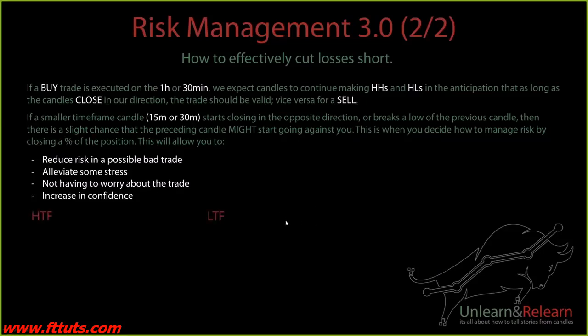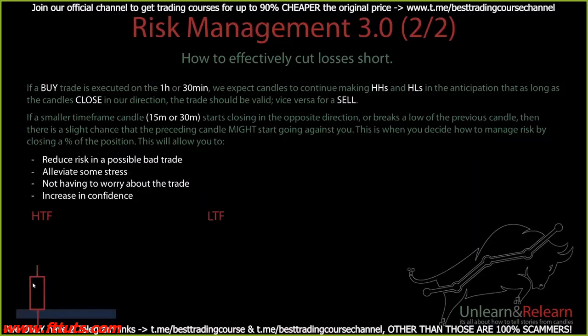Now, looking at some examples, let's say we have the high time frame on the left hand side and the lower time frame on the right hand side. What we want to see is, let's say we have a support, and we have a candle that's going bearish. Let's say this is the 30-minute candle. The 30-minute candle is going bearish and the next 30-minute candle goes bullish.